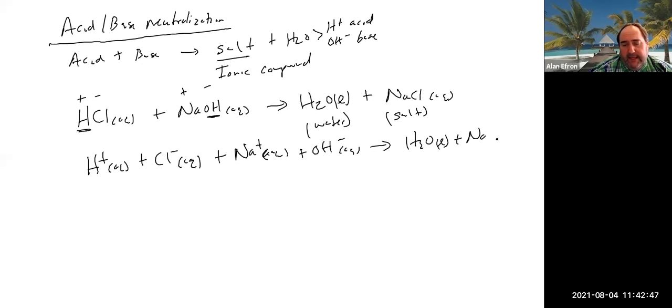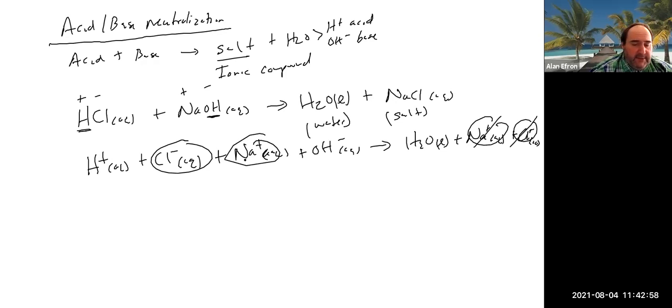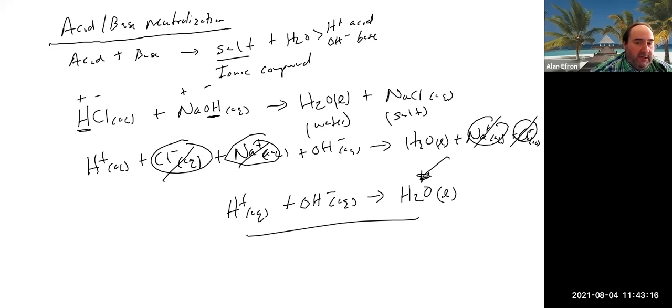Here we see, in this case, the sodium and the chloride are spectator ions. They cancel out, and this is the overall reaction that you always get when you react a strong acid with a strong base: the H+ from the acid goes and finds the OH- from the base, and they make water, which again is another driving force for a chemical reaction, the formation of water.